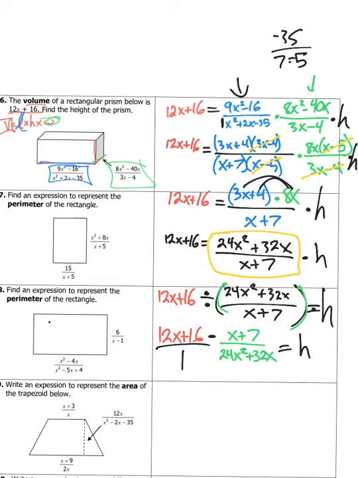So now let's see, is there anything I can reduce? Probably. All right, let's look. Let's take out a GCF from the red guy over here. So that would be 4 times 3x plus 4. And then the green one would be x plus 7. And on the bottom, let's see if I can take out 8x.